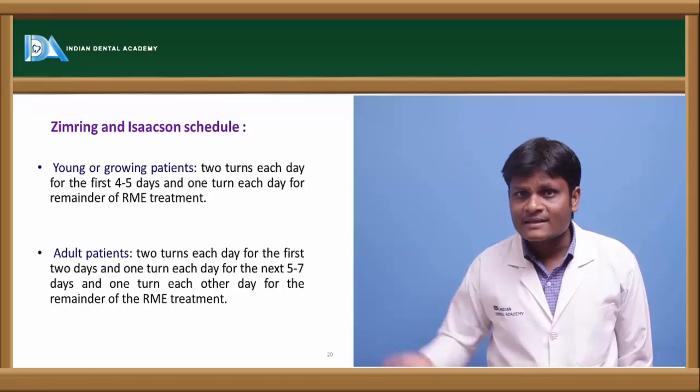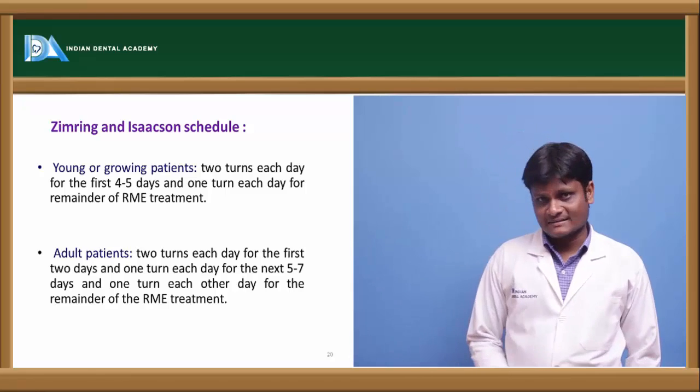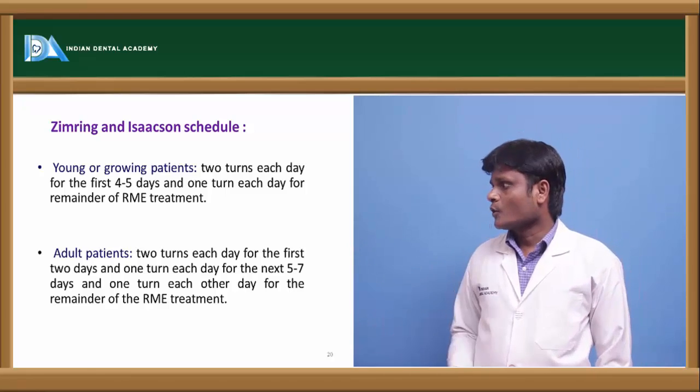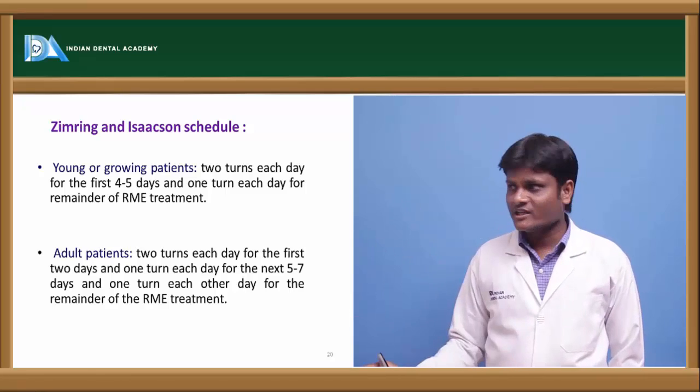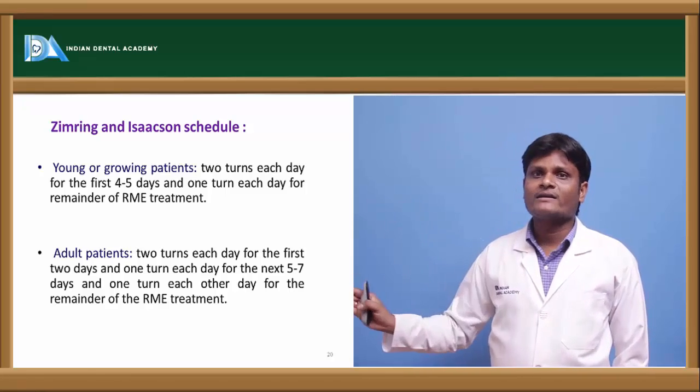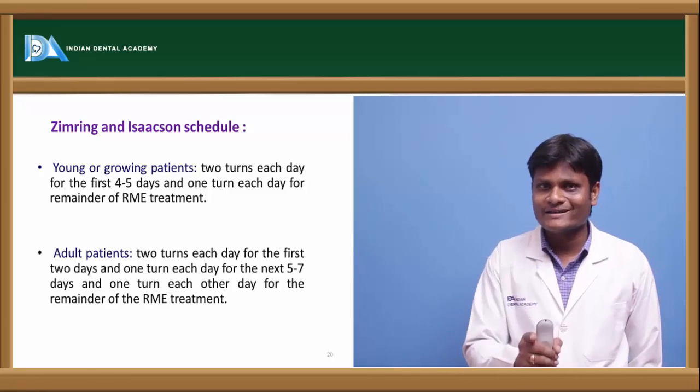Looking into another protocol proposed by Zimring and Isaacson, for a young or growing patient, 2 turns each day for the first 4 to 5 days. Remember, 1 turn is equal to 90 degrees.